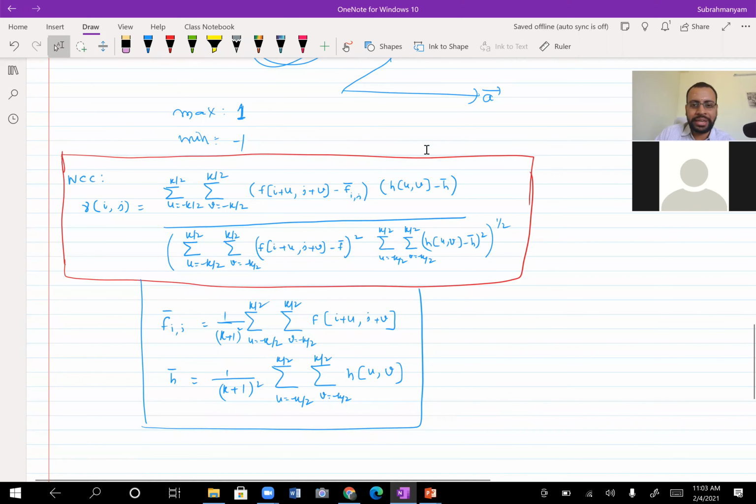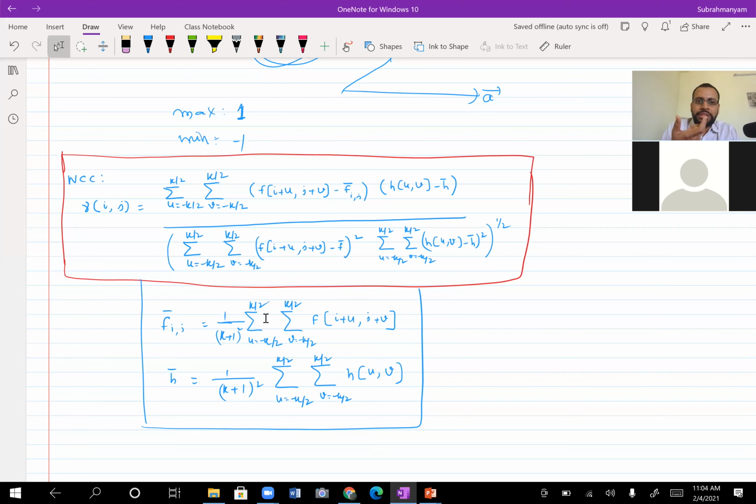Then let me also write the equation for f bar of ij. If you are referring to different textbooks or papers, this notation would vary. Here I considered, let's say, k to be an odd number. So k could go from -1 to 1, for example. In that case, I have k equal to 3. Then minus k by 2 to plus k by 2 would give me -1 to 1. So if you consider k as the width of the window, it comes out this way. That's what we considered here, k to be an odd number and the width of the window.